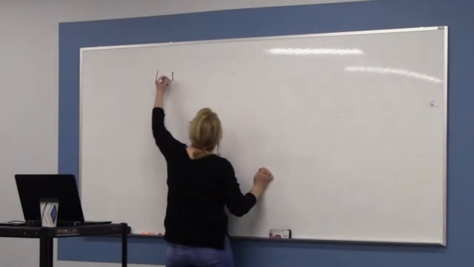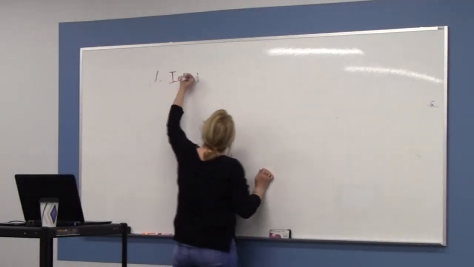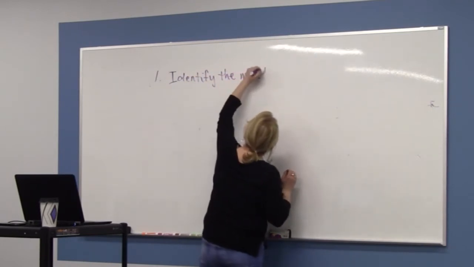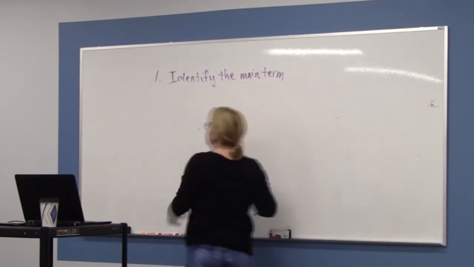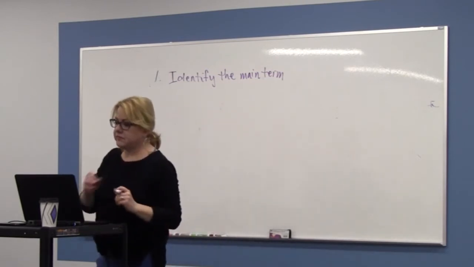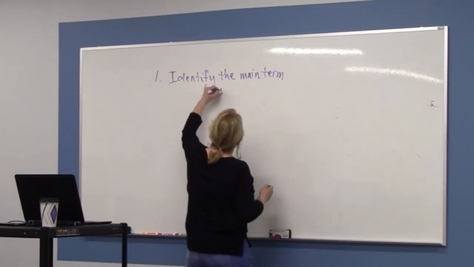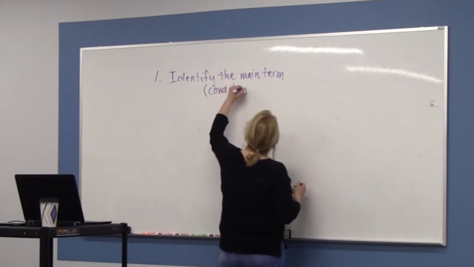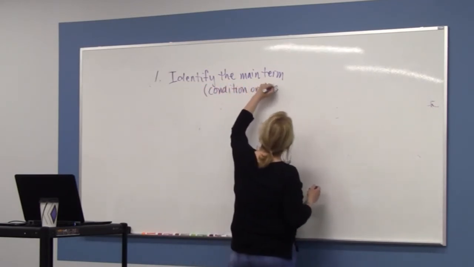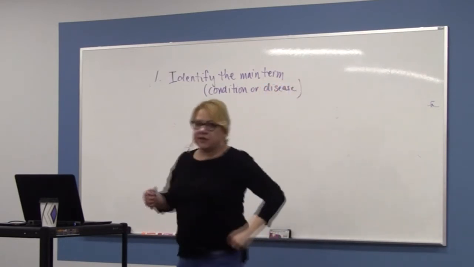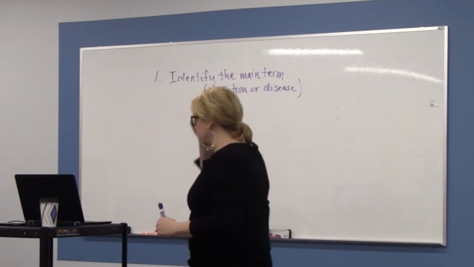So the first thing you're going to do when you look up a diagnostic code is identify the main term, which is the condition or disease, we know that. Sometimes it's hard to pick that out, especially if you're doing weird codes like some Z codes, and we'll talk about those briefly.